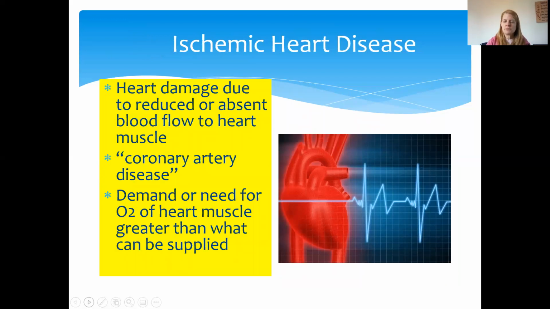Heart damage can be due to ischemic heart disease or heart attack, where there can be heart damage due to no blood flow to the muscle. Coronary artery disease, the arteries get blocked, thrombosis happens, blood clot happens. They can be blocked by plaque that's on the artery walls or by a blood clot. And heart damage is a result of the lack of blood flow to the heart muscle. The demand or the need for the oxygen of the heart muscle is greater than what can be supplied, and there can be damage to the heart.